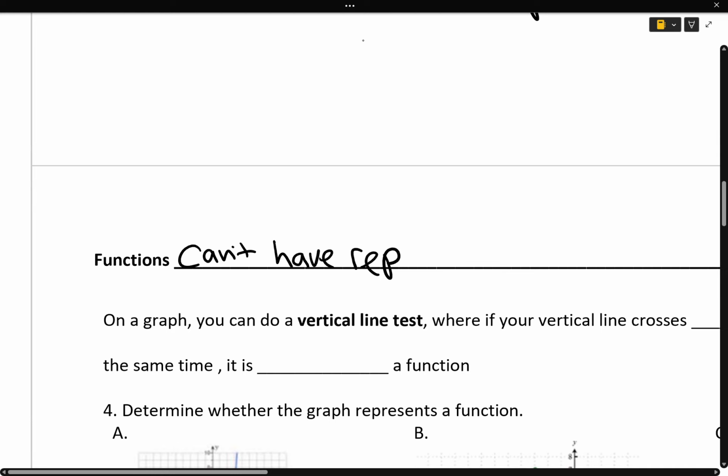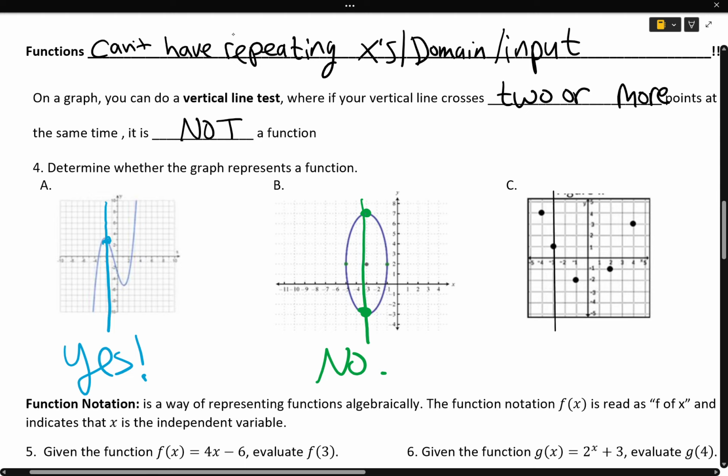For letter C, let's draw a line through a point. Oh, ew, did I choose black? I wanted to use purple. Purple! Oh, I missed. Let's try one more time. Purple! There we go. My vertical line that we're pretending is straight only crossed one time. So yes, this is a function.